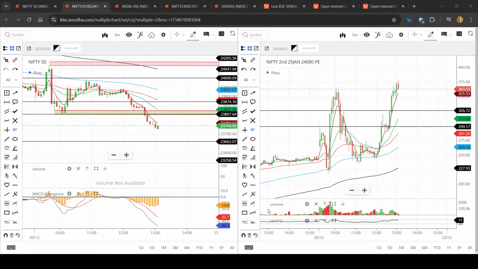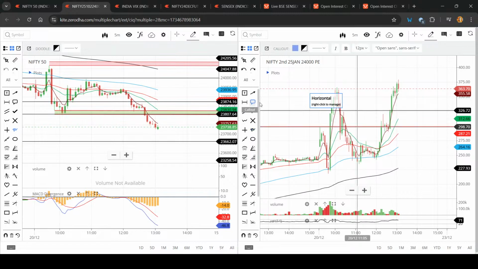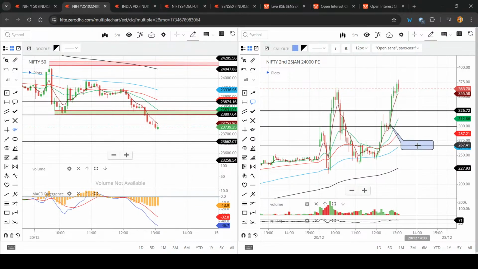I'm just thinking of having a look at the globals, what globals are doing, because it's almost 1 o'clock and I'm thinking to carry this trade. Okay, let's do one thing. For the ones who are joining the trade now, I'll mention that.